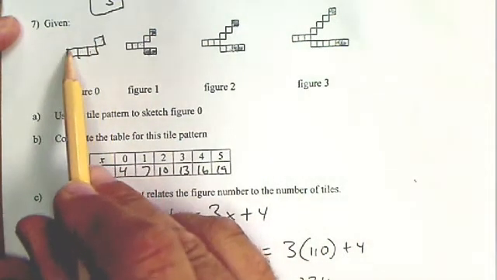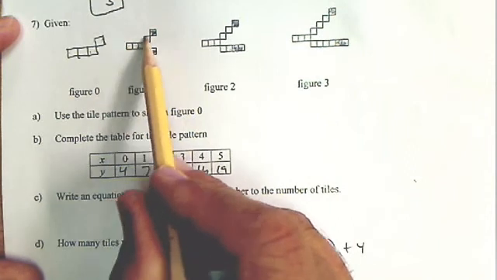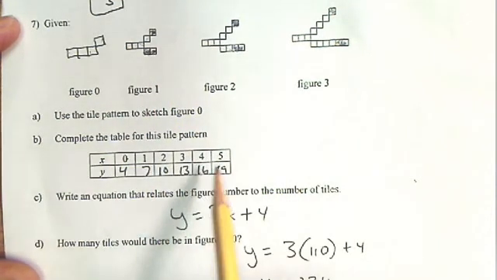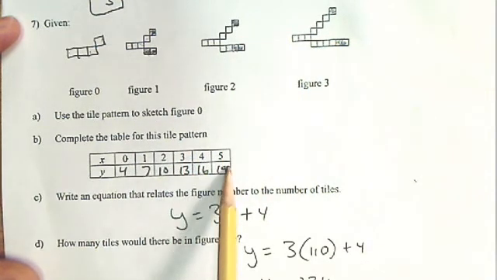So 1, 2, 3, 4, so the 0 figure had 4. 1, 2, 3, 4, 5, 6, 7. The 1 had 7, and that's how you can figure them out. But you also know they're adding 3 each time, so I just added 3 each time.